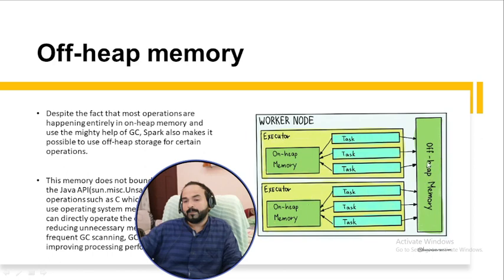So what kind of advantage will you get from off-heap memory? Suppose the GC has already deleted your objects, your internal objects, and still you have insufficient memory, then it tries to spill your data over to off-heap memory. This memory is not bound to GC, but calls the Java API for unsafe operations, such as C, which uses malloc to use operating system memory. This way Spark can directly operate on the off-heap memory, reducing unnecessary memory overhead and frequent GC scans and GC collection, and improving processing performance.